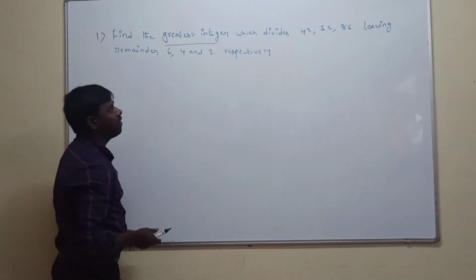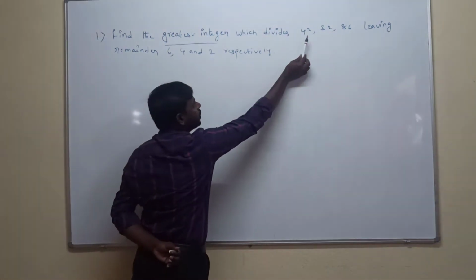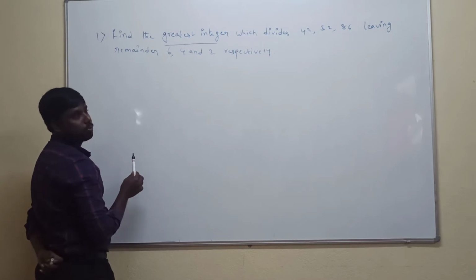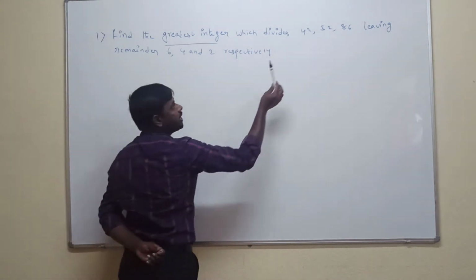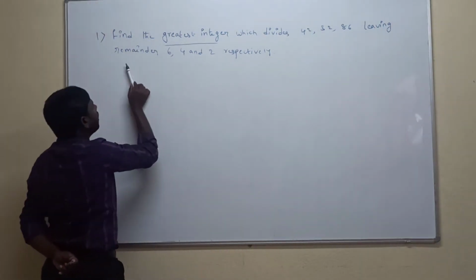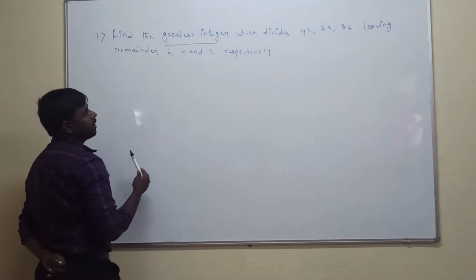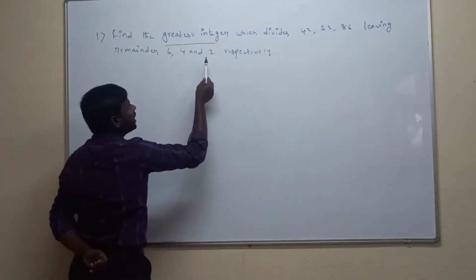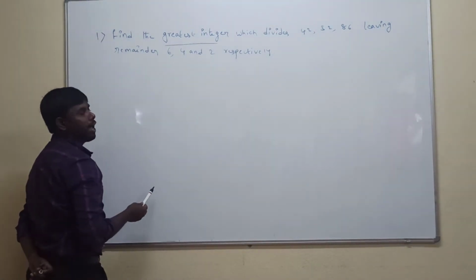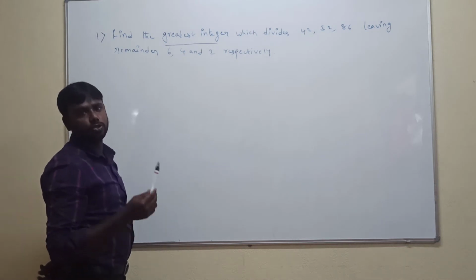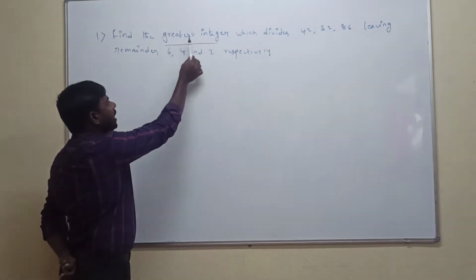First of all, what is given? See here, 42 leaves the remainder 6, so 42 minus 6 gives 36. Next, 52 leaves the remainder 4, so 52 minus 4 is 48. Next, 86 leaves the remainder 2, so 86 minus 2 is 84. So what do we need to calculate? HCF.